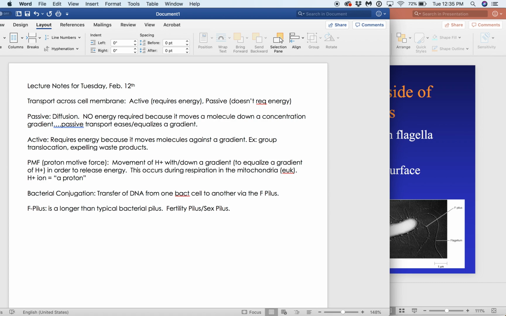Conjugation. Here's where I really wish I could draw on the board, but I can't. But bacteria have DNA in them, which you know. They have chromosomal DNA, which is a large circular piece of DNA. The bacterial chromosome will contain genes that are necessary for the bacterial cell to survive. So they produce proteins that are necessary for bacterial cell survival.